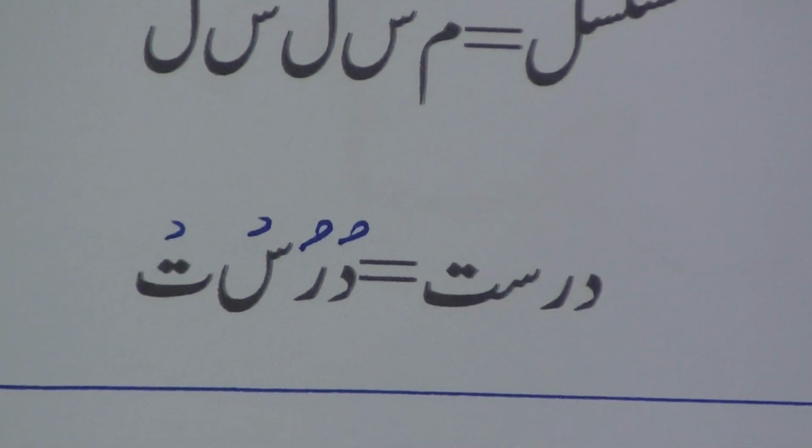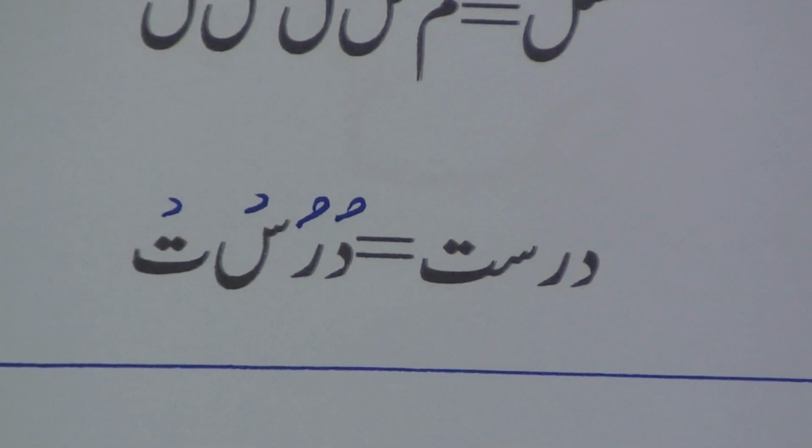Next word, dal pesh du, re pesh ru, seen te, durust. Because there is no vowel sign attached to seen and te, there is jazm over seen and there is jazm over te. Dal pesh du, re pesh ru, and seen te, durust. Durust means correct.